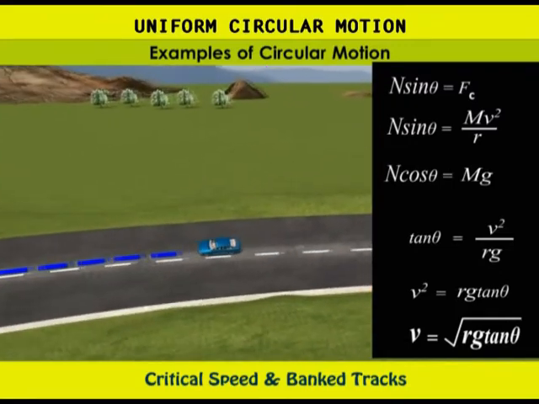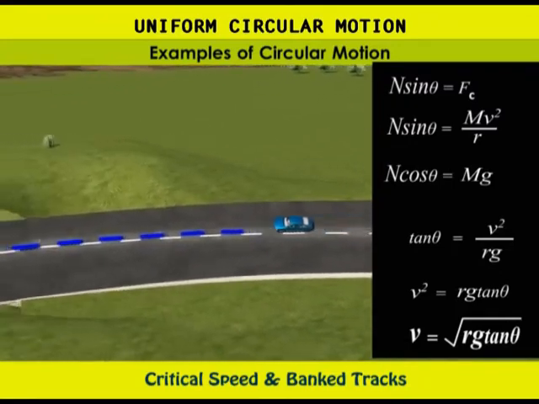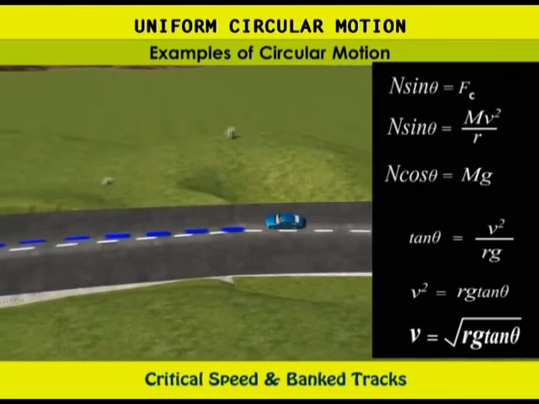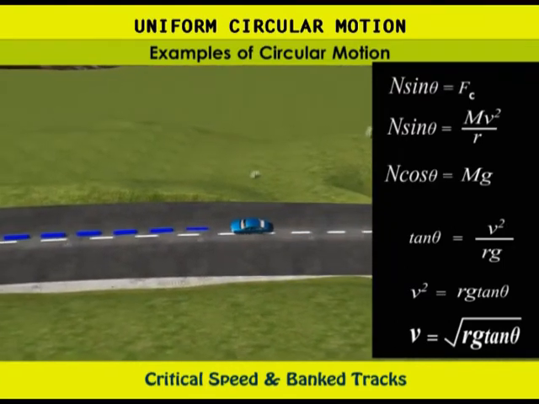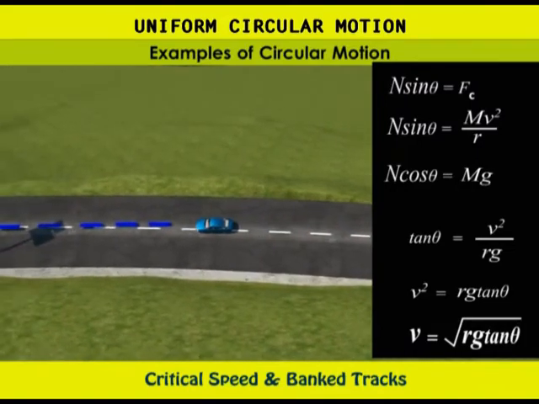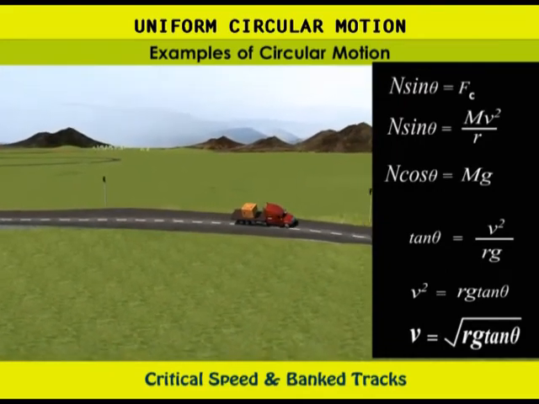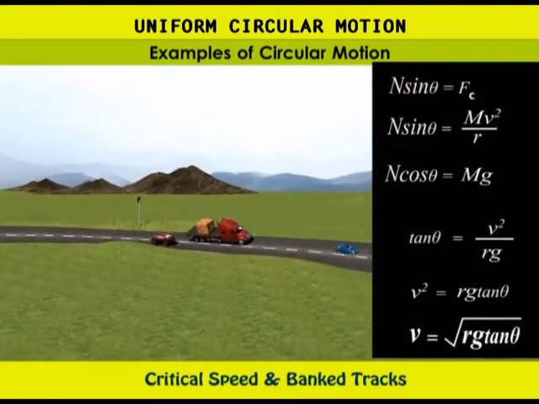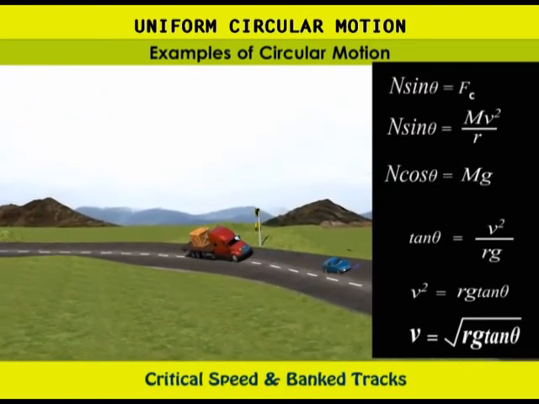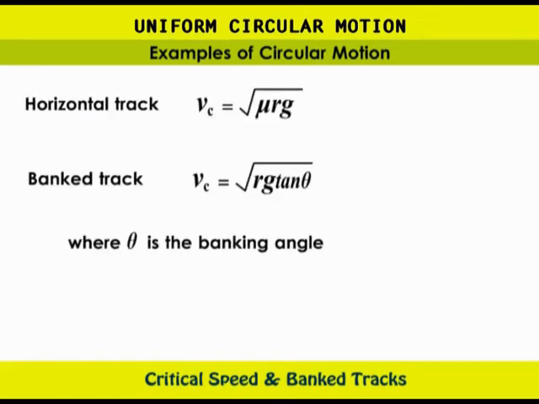This equation gives the speed which, in the absence of friction, for a given angular inclination and radius of curvature, would ensure the car does not skid away. The critical speed does not depend on the mass of the object. And so for a horizontal track, critical speed Vc is equal to the square root of mu rg. And for a banked road, the critical speed Vc is equal to the square root of rg tan theta.